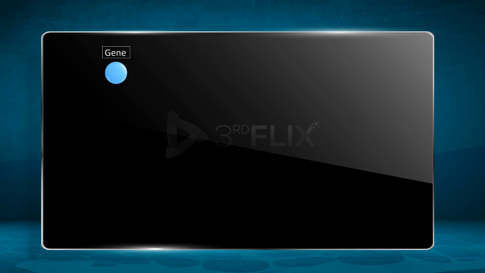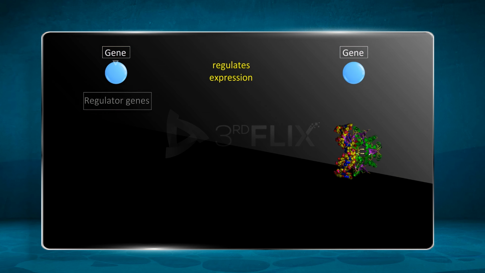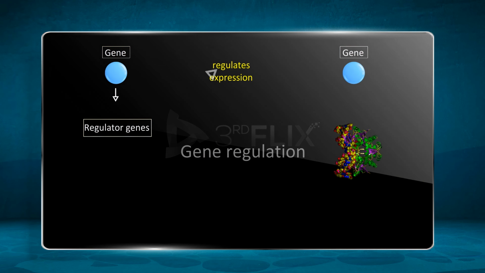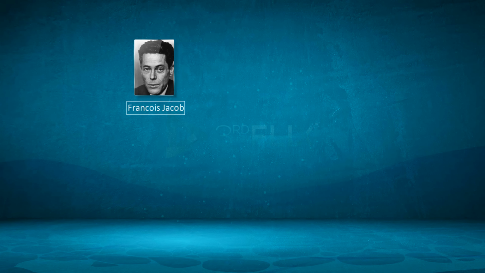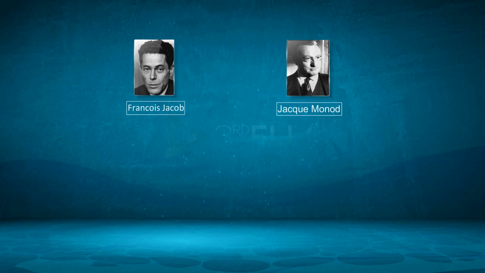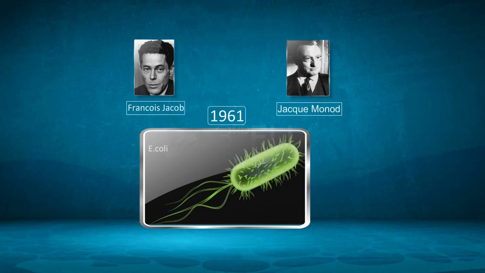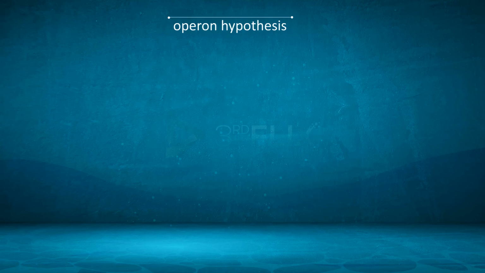There are some genes which regulate the expression of other genes and are called regulator genes. Gene regulation was brought forward by François Jacob and Jacques Monod in 1961 in E. coli. They put forth the Operon hypothesis.